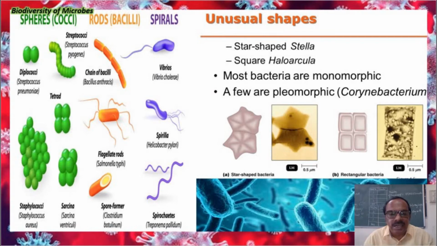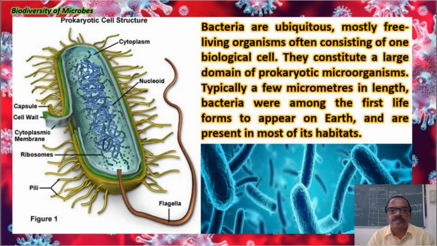We will study details about bacteria maybe in the next class. So in this class you are only seeing the diversity. There are some unusual shapes. We have star-shaped bacteria, for example Stella, and Haloarcula bacteria are square-shaped. So this is the diversity of bacteria.